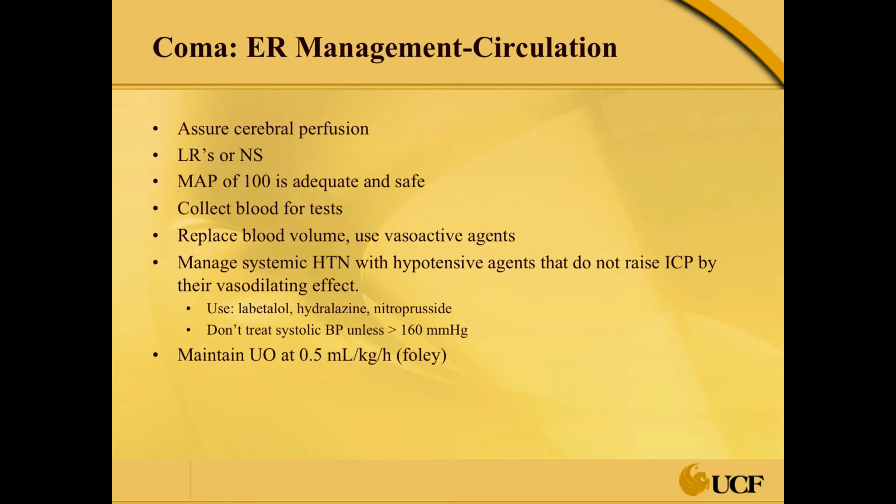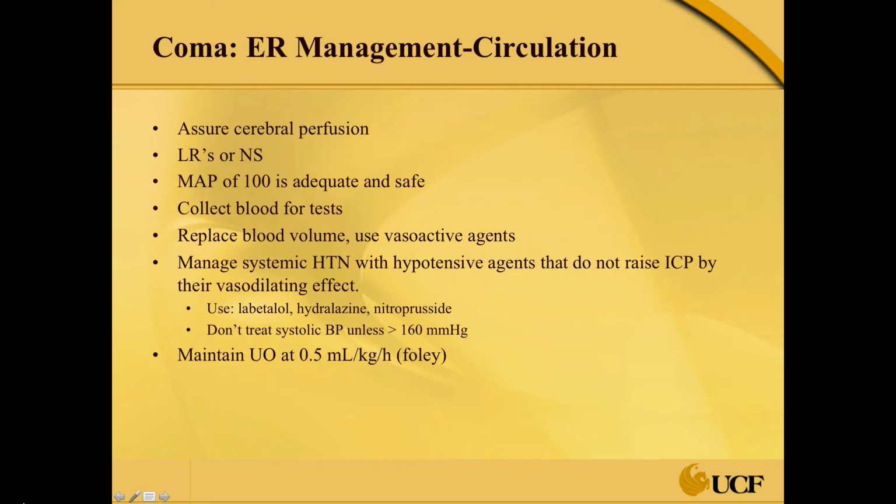Manage systemic hypertension with hypotensive agents that do not raise the ICP through vasodilation. So examples might be labetalol, hydralazine, and nitroprusside. Remember though that nitroprusside can release cyanide and cause cyanide toxicity, so that's something that we have to administer very cautiously.